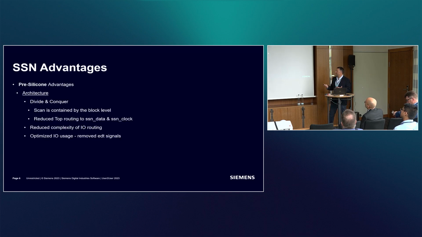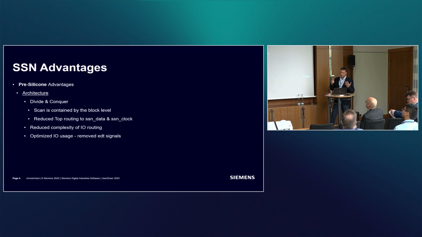Okay, so in architecture, the divide and conquer is really about containing everything to the block level. It's really easy for us to do that, for either ATPG and then GLS, the verification. So once everything is contained in the block level, the only thing that is routed out is the SSN data in, data out, and the SSN clock. So the global signals like shift clock and scan enable are no longer global. They are now local, and we can handle them more easily.